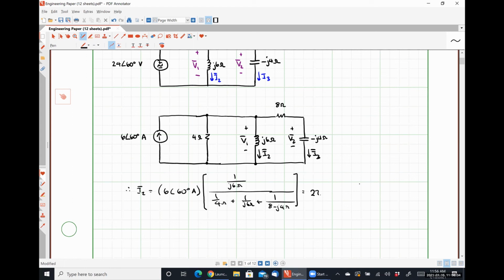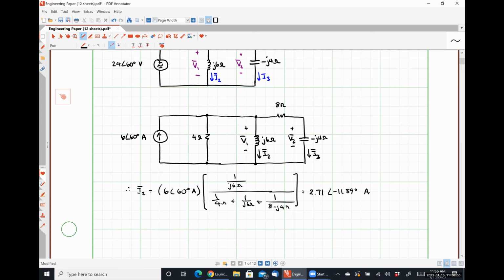2.71 with an angle of negative 11.59 degrees amperes. Does this methodology look unfamiliar to any of you?